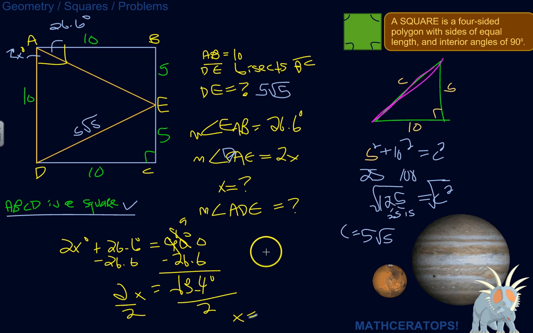And I don't know, since we're going old school, I'll just do that by hand too, just to show you my division skills. 2 goes into 6 3 times. 3 times 2 is 6. Got nothing left over. Pull down the 3. 2 goes into 3 one time. Times 2 is 2. Got 1 left over. Pull down the 4. 2 goes into 14 7 times. 2 times 7 is 14. So there's 0 remainder. So x is 31.7 degrees.